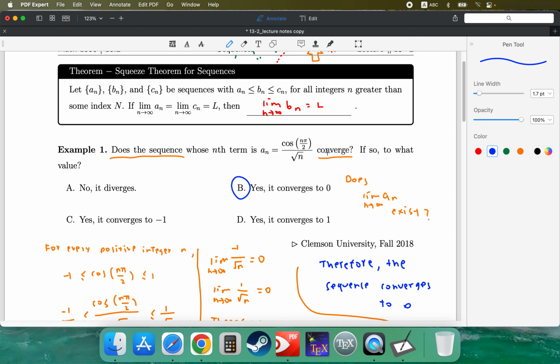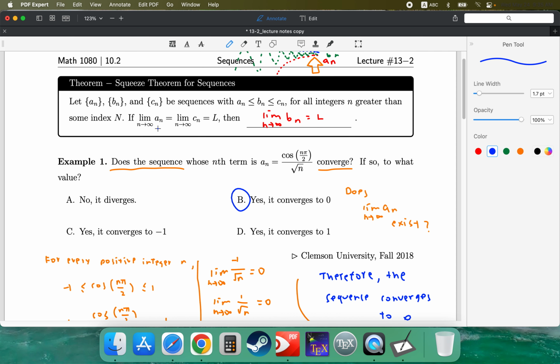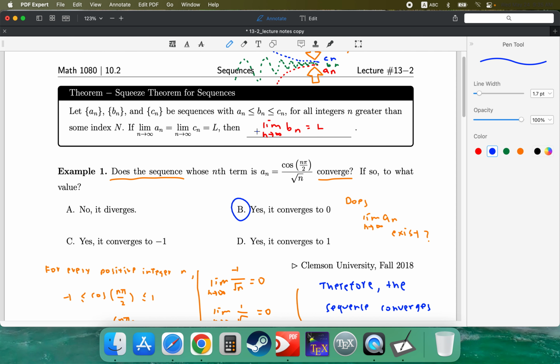So again, in order to use the Squeeze theorem, there are two conditions you need to satisfy. First, you need to establish an inequality. And then you will check the limit of the lower bound and the limit of the upper bound. Now, if they go to the same number, then you can say for sure that the limit of the middle sequence will go to the same number.